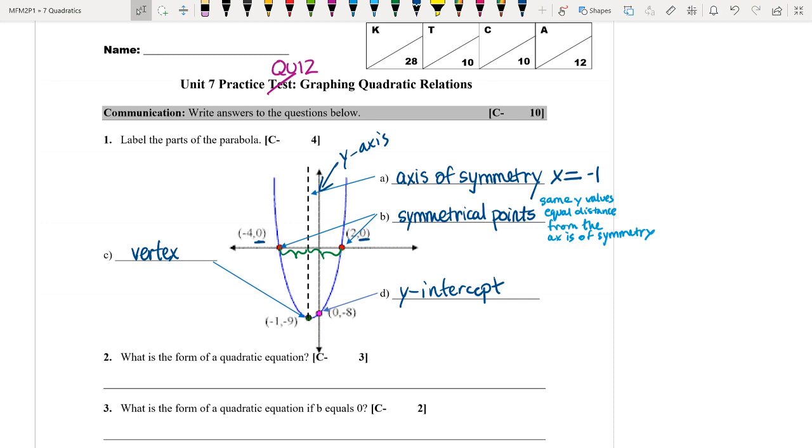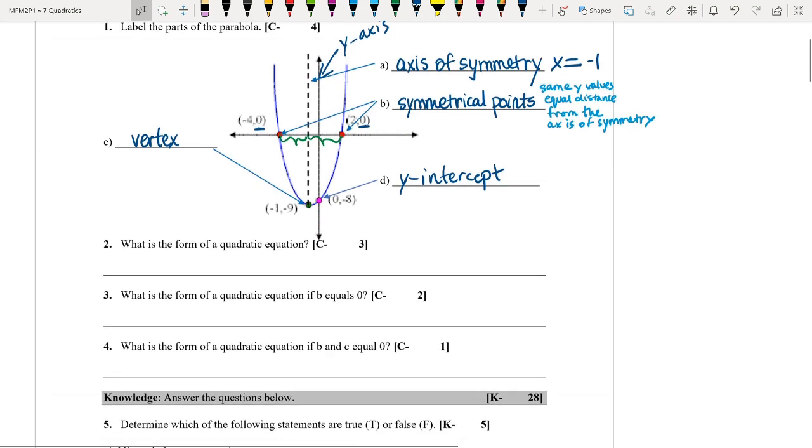Alright, so that handles the parabola that you can see there. Let's look at some of these questions here. What is the form of a quadratic equation? The form of a quadratic equation is as follows: y equals ax squared plus bx plus c. That is the form of the quadratic equation.